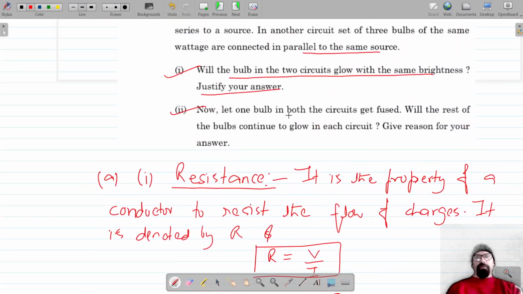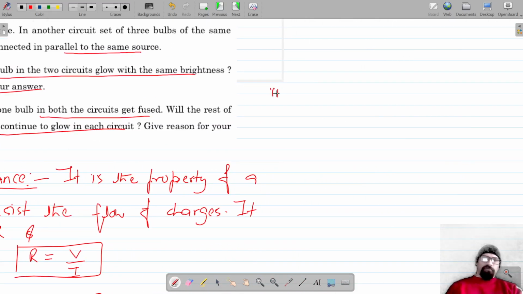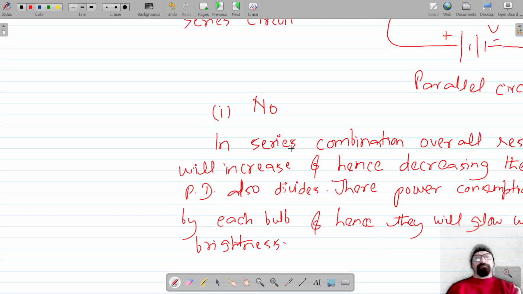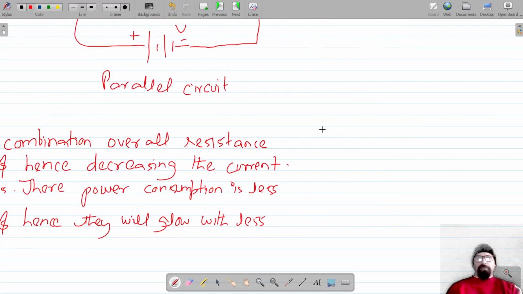Now let one bulb in both the circuits get fused. Will the rest of the bulbs continue to glow in each circuit? Give reason for your answer. The rest of the bulbs will not glow in series, but will continue to glow in parallel. This was for the series combination, and for parallel combination, you can write that in parallel combination, each bulb will get the required potential difference.